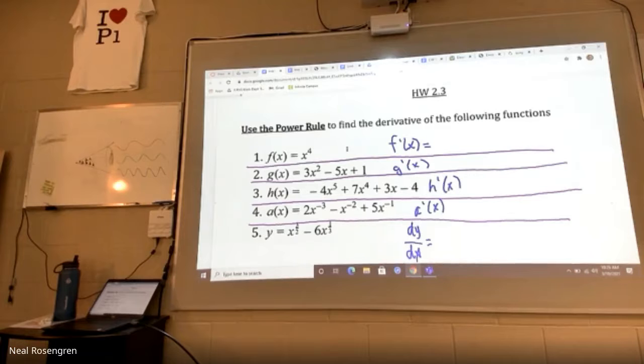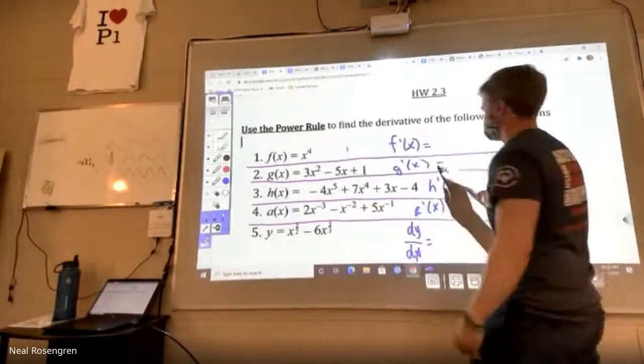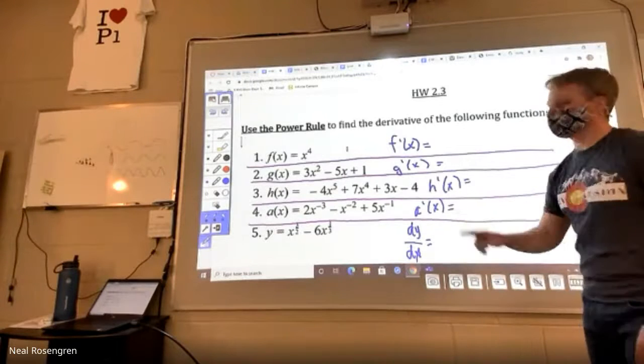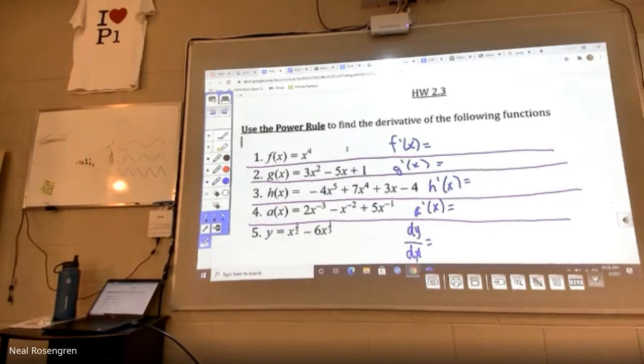Now let's see how you do. Just be sure to write the original function so that we can go back and look at this later this week.